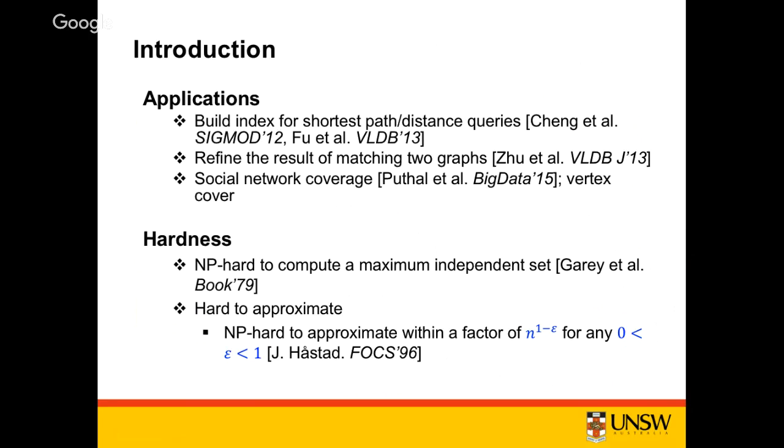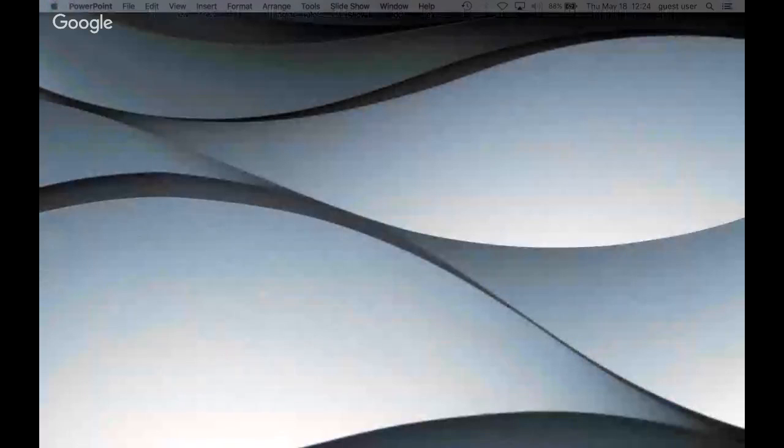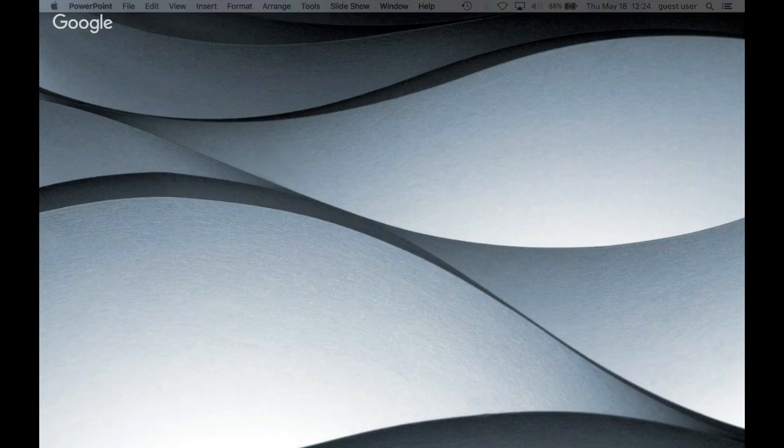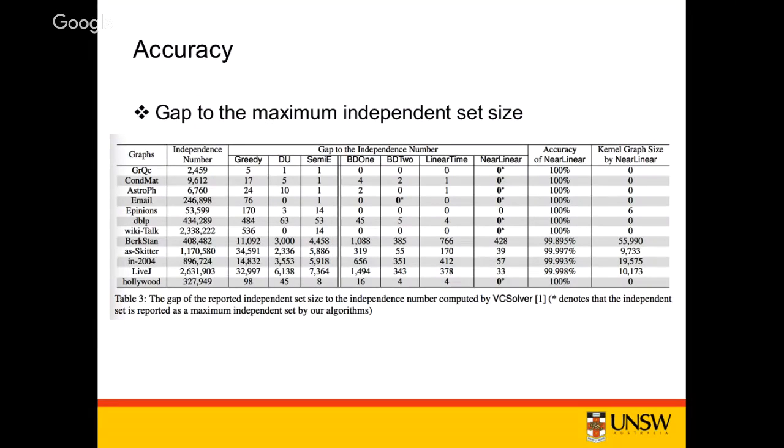So yes, no, I understand. Sorry. I see. Thank you. Yeah. So actually for this result, you can see that we mark some of the results in bold, because for these results we can make sure that it is the maximum one. But otherwise we cannot guarantee any approximation ratio.